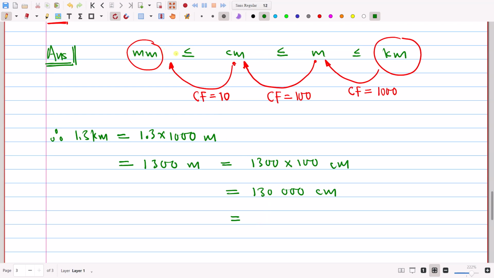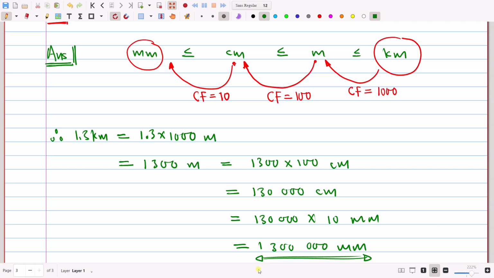Then after that, I convert now to the millimeter. To convert to the millimeter, I use the conversion factor. Since I'm moving from big to small, again, I multiply by 10. So I take 130,000, then I multiply by 10. This is now in millimeters. So I get 1,300,000 millimeters. So that's our final answer.